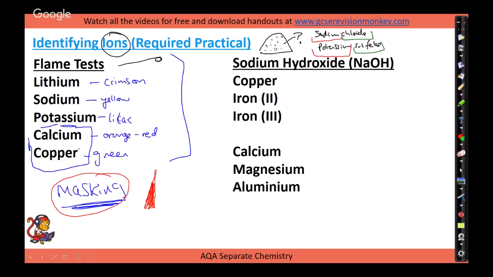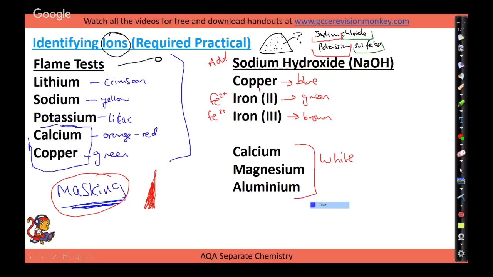What you could do just to make sure, or as an alternative test, is to add sodium hydroxide to your compound, and that will produce a precipitate. If you produce a blue precipitate, that is copper. Iron 2, which is Fe2+, as opposed to iron 3, which is Fe3+, would produce a green precipitate, iron 3, a brown precipitate, and these three down here, calcium, aluminium, and magnesium, will all produce a white precipitate.